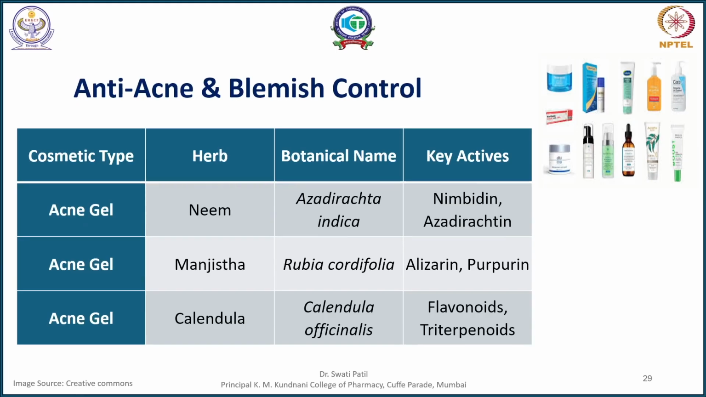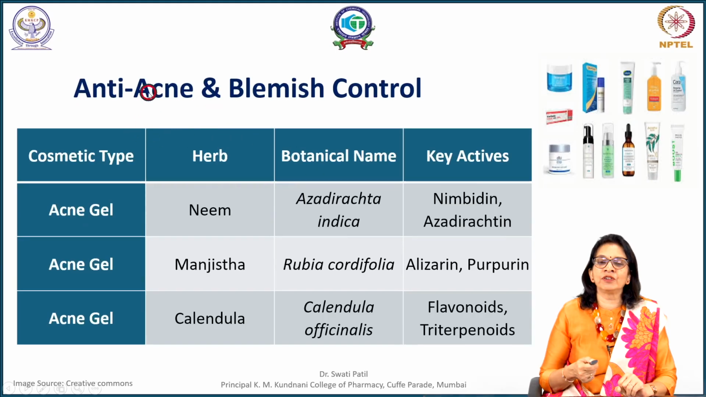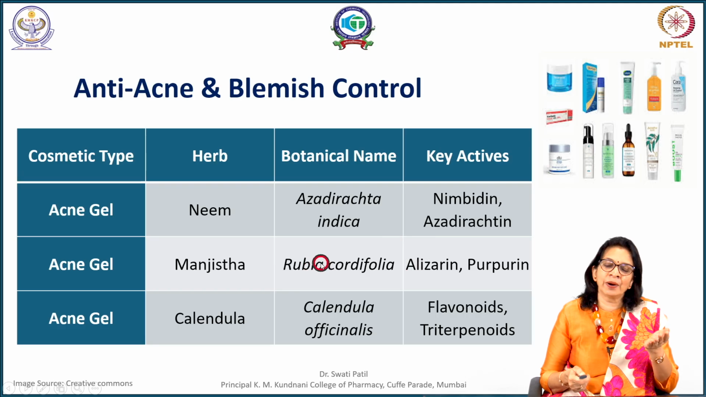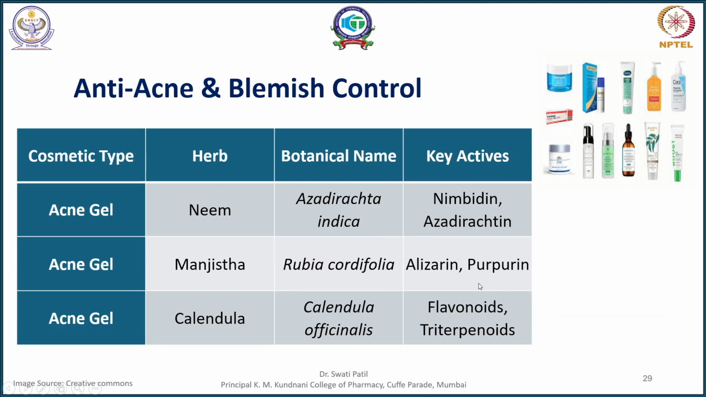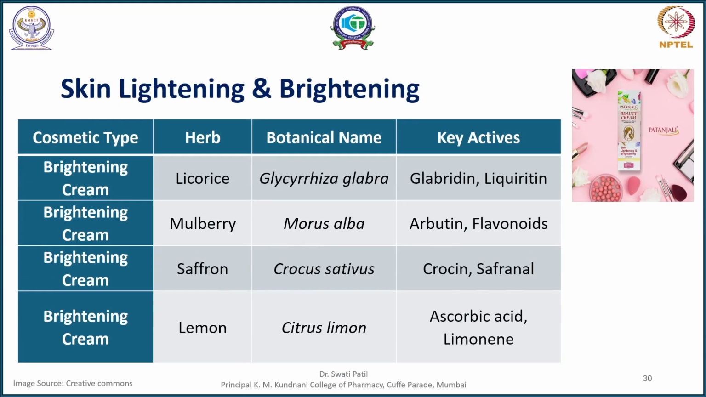Anti-acne and blemish control: a lot of herbal cosmetics used for anti-acne have neem, manjistha. This is largely used in Ayurveda and it has alizarin. This is a red color and may impart a red color to the gel. Calendula, which has flavonoids, is also used in acne gel.